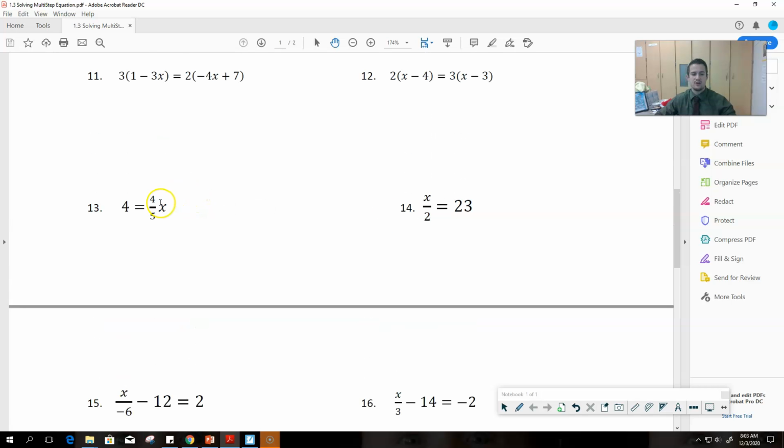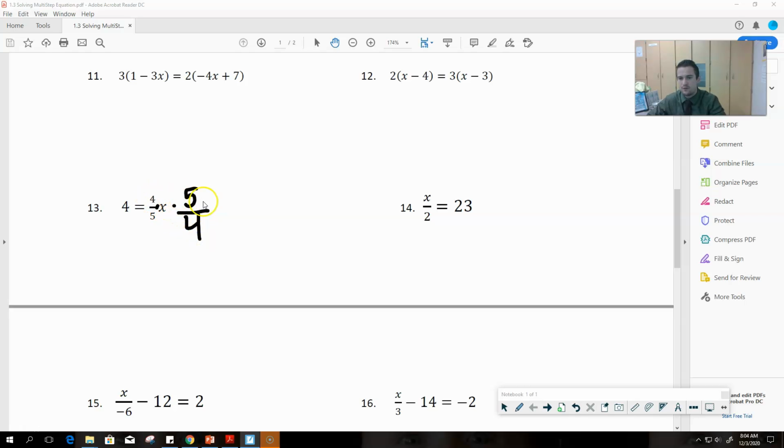Let's look at 13. So 13, I have 4 equals 4/5 x. So this one is kind of cool. I have a fraction here, 4/5. So a couple ways I can think about solving this. First of all, how do I undo a fraction? Earlier on the lesson video, I mentioned this briefly. But if I have x times 4/5, I can undo multiplying by 4/5 by multiplying by 5 over 4.